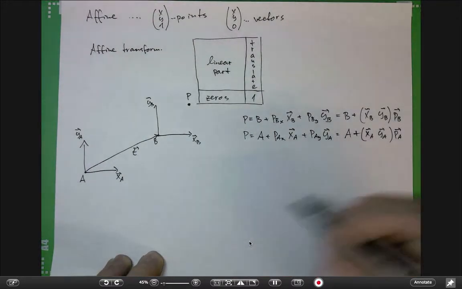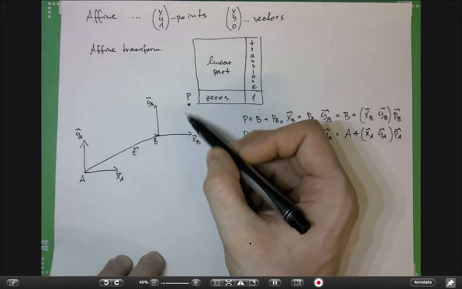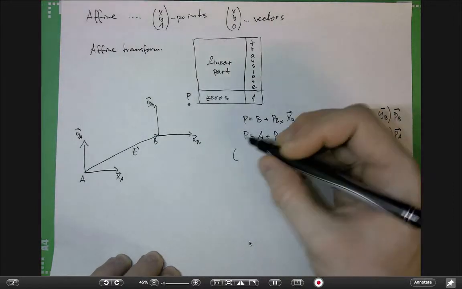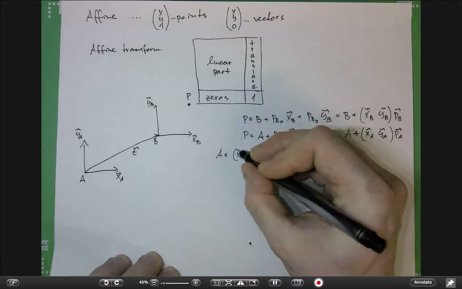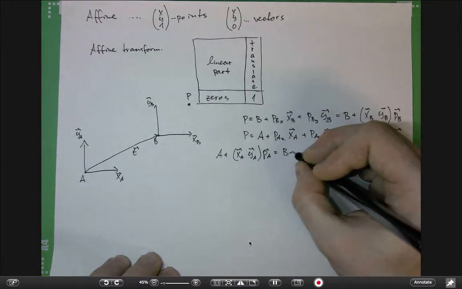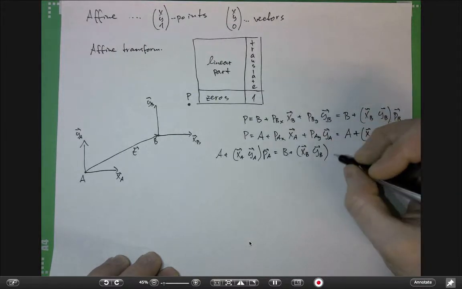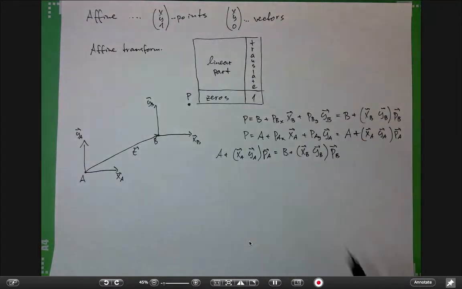So then I can do the same thing as I did before, right? These two things have to be the same. Either way I get to the point P, just by a different way each time. So that means that A plus x_A y_A p_A is the same thing as B plus x_B y_B p_B, right? Now what I'm trying to do is to get an analogous formula for change of coordinates in affine spaces.